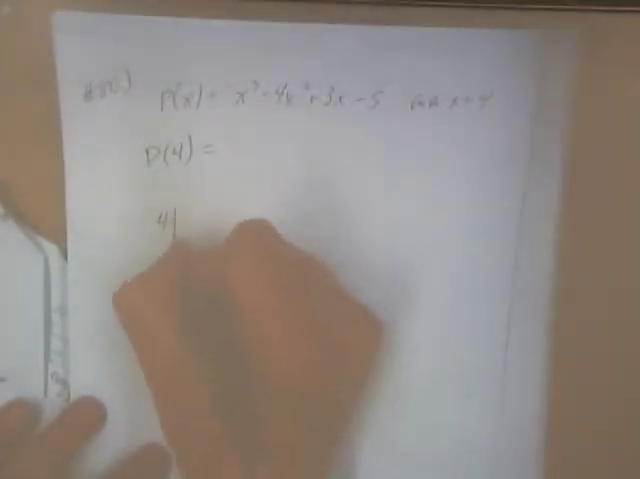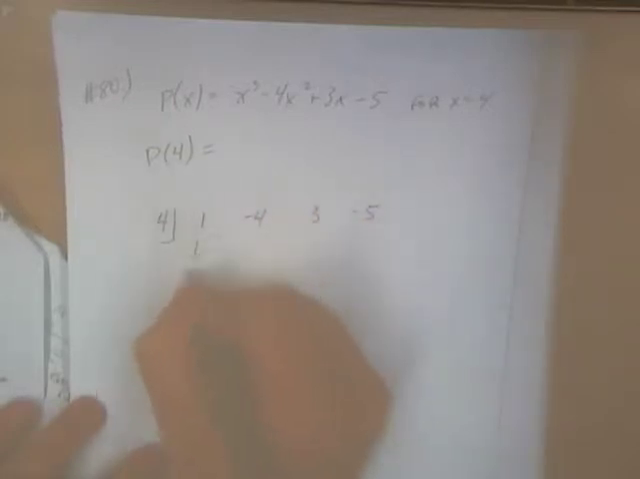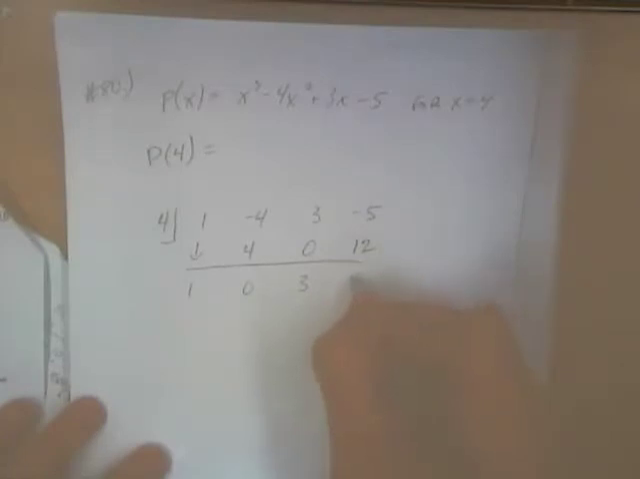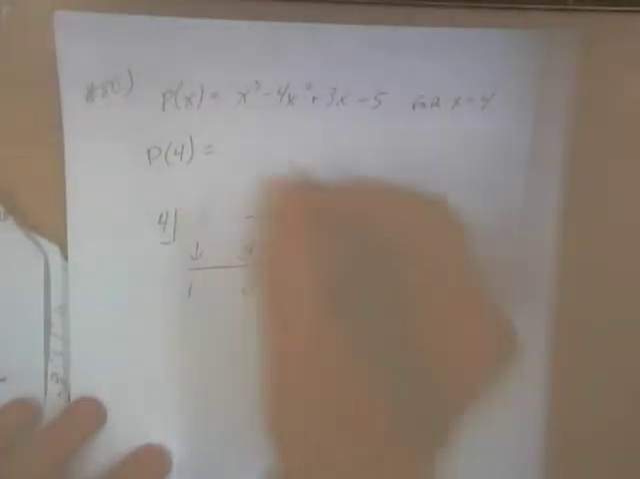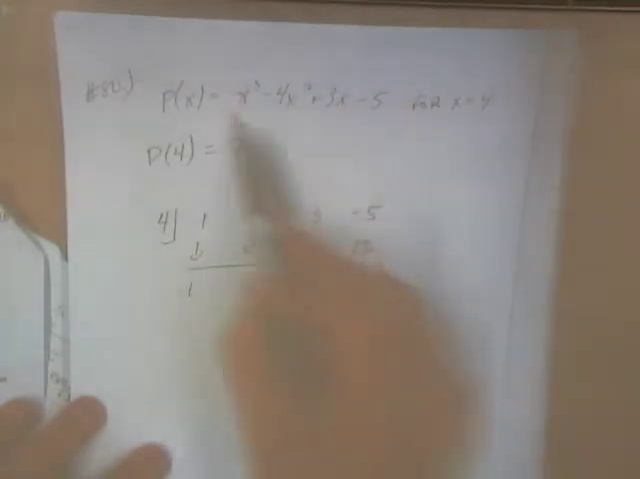Now, one way to do it is to plug that in for all the x's. Another way to do it is put 4 in the box and do synthetic division. 1, -4, 3, -5. 1, 4, 0, 0, 3, 12, 7. So this is actually the answer. If you plugged a 4 in for all these x's and did all that math, you'd get 7.